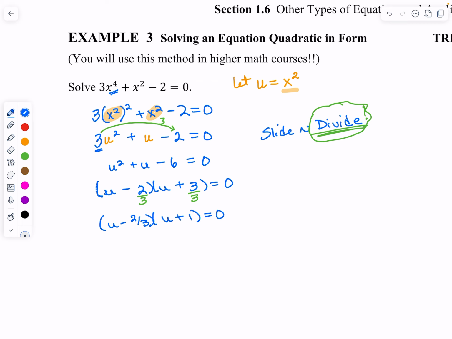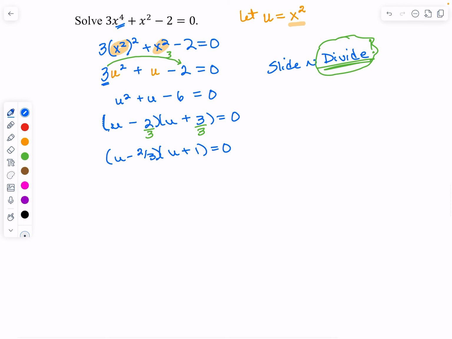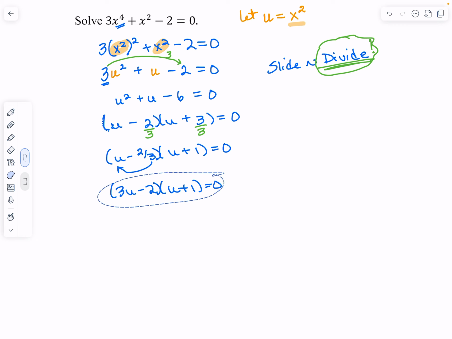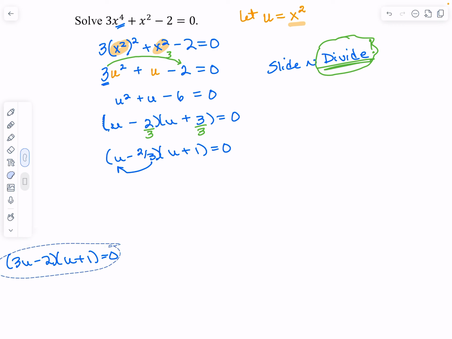Now there are 2 ways you can do this. If you really want to see it factored, you could move the 3 back up and get 3u minus 2 and u plus 1. Okay, that is the factored form, but I usually don't do that.